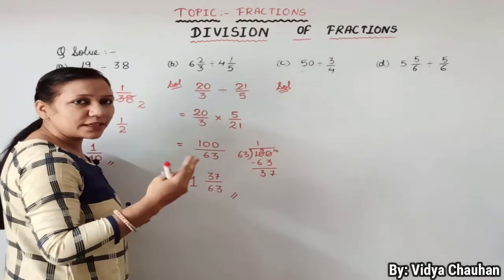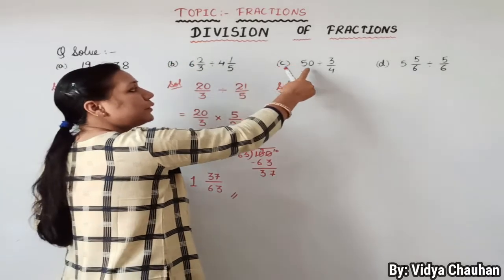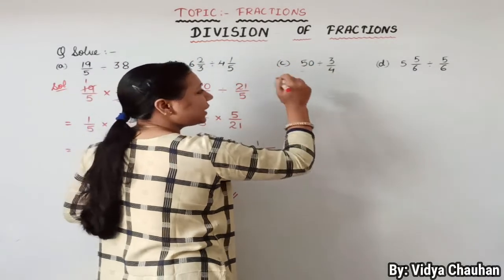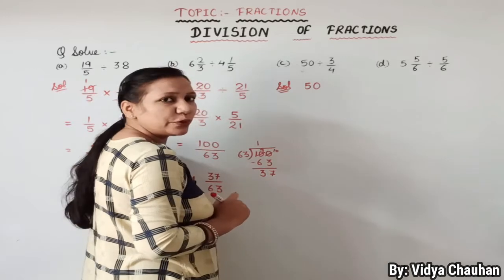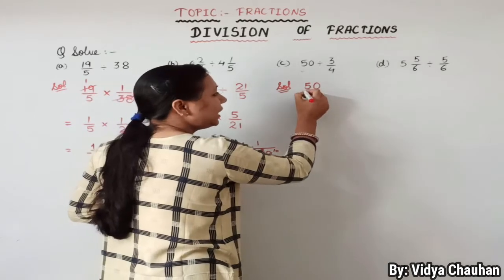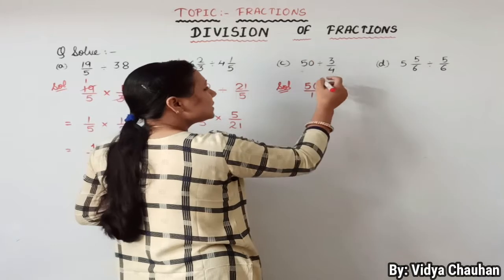Now coming to the third part, in which you have to divide a whole number with a fraction. This is another type. Earlier it was a fraction with a whole number. Now divide the whole number with a fraction. So the rule is the same. Write the first value as it is, that means 50, or I can write it as 50 upon 1.